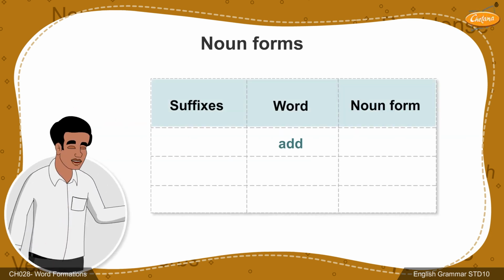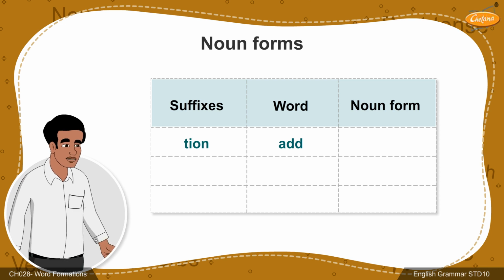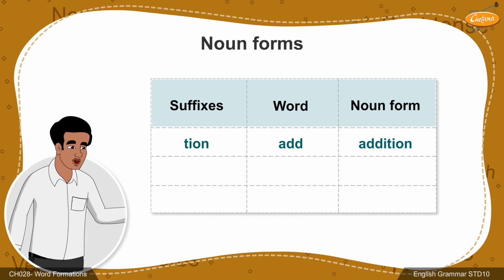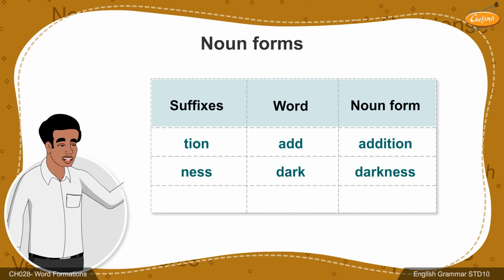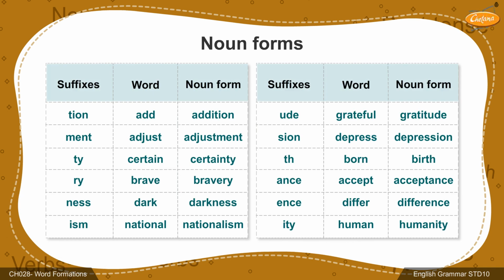For the root word add, we add the suffix tion. Thus, the noun form would be "the addition." Similarly, the noun form for dark would be "the darkness." How about differ? Yes, "the difference." Here we added the suffix ence. You can now go through all the suffixes you can use to make noun forms and then solve the exercise in your book.